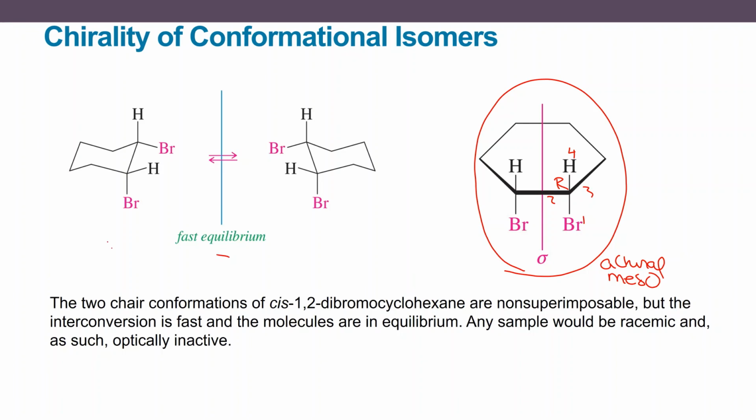But if you jump over here to the chair, they are non-superimposable, but the interconversion is fast. That makes them non-superimposable, meaning they are enantiomers of each other. But the chair ring flip enantiomers interconvert so fast that any sample that we have is going to be racemic. It's going to be optically inactive. So what that boils down to is we don't have to look at the chairs. We can just look at the line structure, because even though the chairs might look like they are chiral, the equilibrium makes the mixture optically inactive.